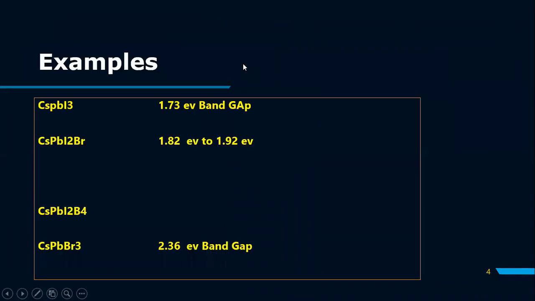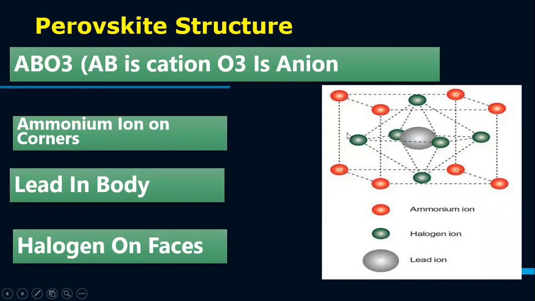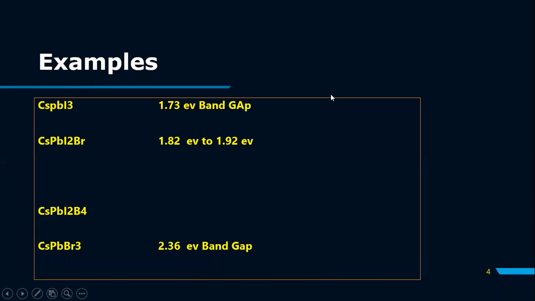There are different examples of perovskite structures given here, and all will behave like the same structure. Some atoms will be present in the body, some will be present on the faces, and some atoms will be arranged on the corners. So these are the examples. CsPbI3 having a band gap of 1.73 electron volt, CsPbI2Br, and the band gap is 1.82 to 1.92 eV, CsPbIBr2, and the fourth example is CsPbBr3, and the band gap is 2.36.